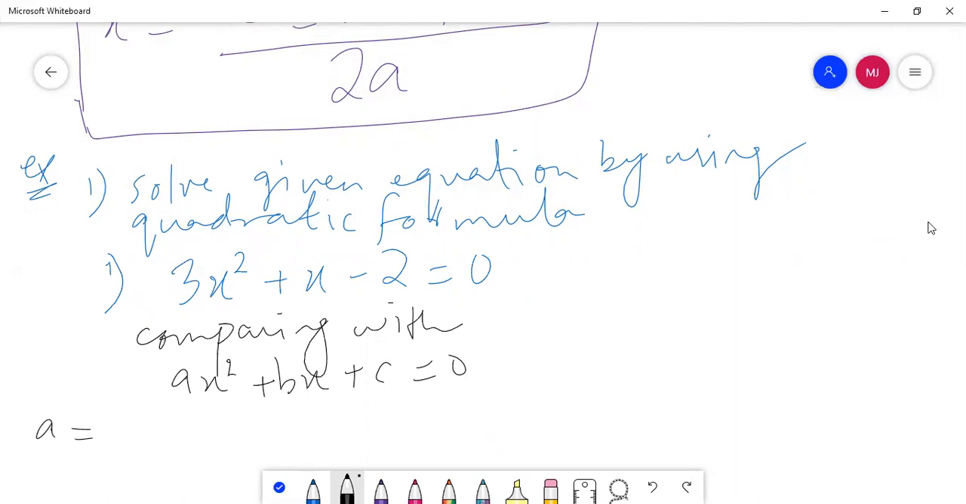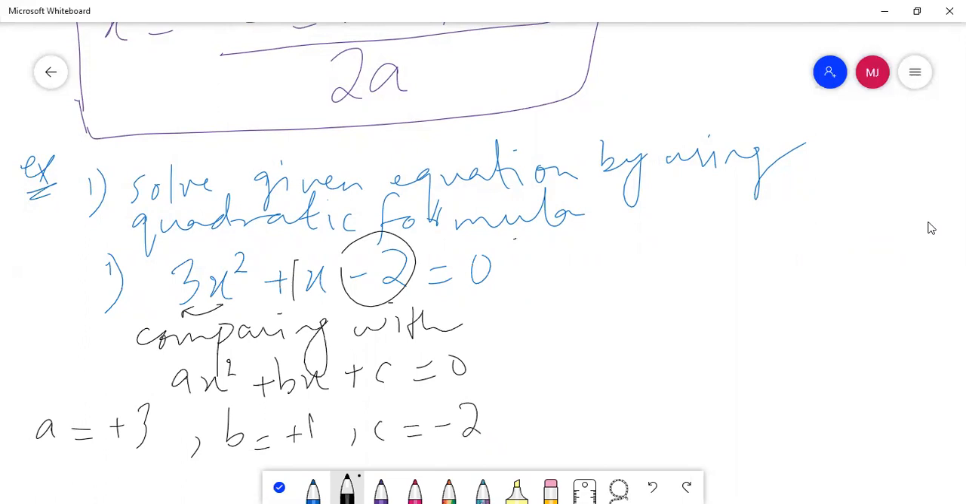A is what? Coefficient of x square. Here the coefficient of x square is plus 3. B is what? Coefficient of x. Here the coefficient of x is plus 1. And c is what? Constant number. Here the constant number is minus 2.